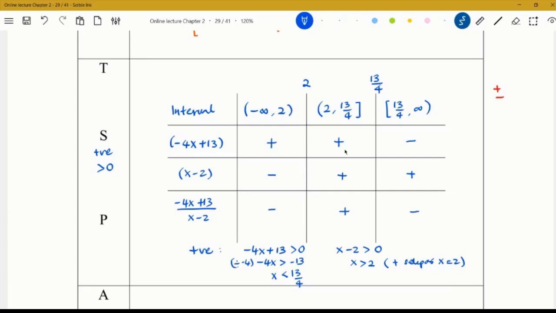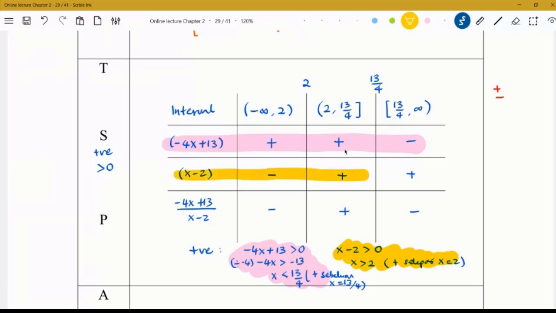Okay, so cari dulu positive sign. So yang ini bermaksud plus sebelum x equal to 13 over 4. So 13 over 4 di sini, sebelum palang ni dia adalah positive sign. Palang yang ini pula dia dapat plus selepas palang x equal to 2. X equal to 2 palang di sini. So positive. Okay, so yang ini untuk row yang pertama, yang ini untuk row yang kedua. Okay, jangan tersalah row.